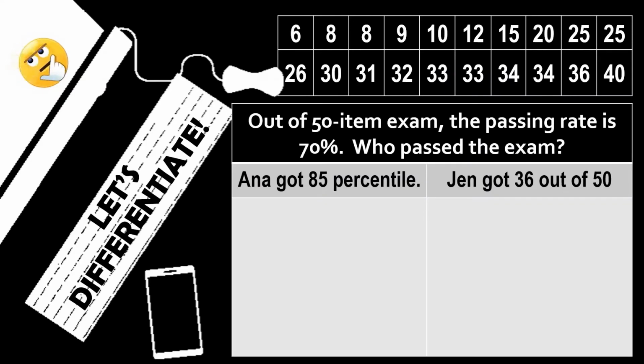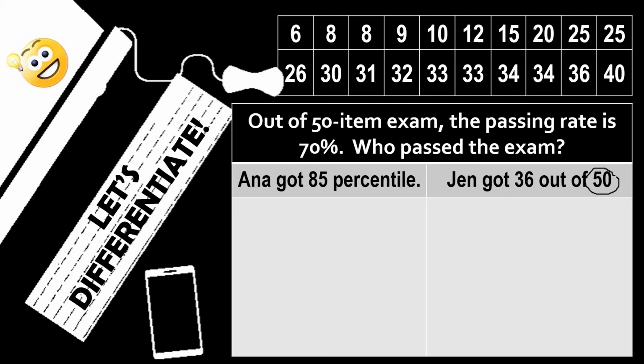Now, let's have another situation here. Out of a 50 item exam, the passing rate is 70%. Who passed the exam? Anna got 85 percentile and Jen got 36 out of 50. So looking at this, 50 is the perfect score. In the list, we can see here 40 as the highest. It does not mean that 40 is the perfect score. In every list, do not always expect that the highest one is the number of items. So it depends. What if no one got perfect?